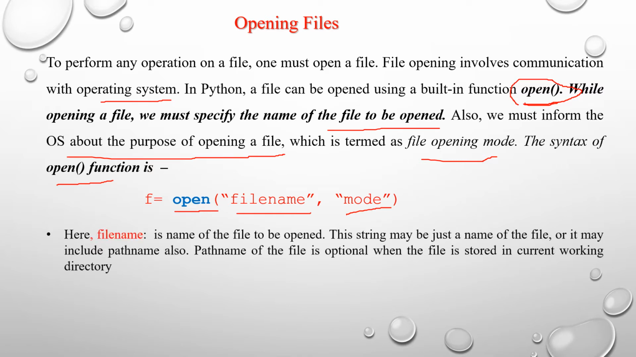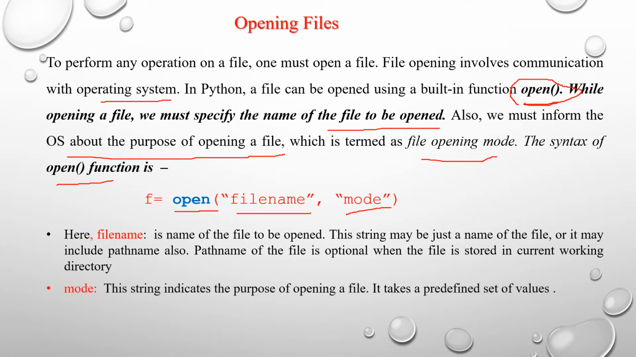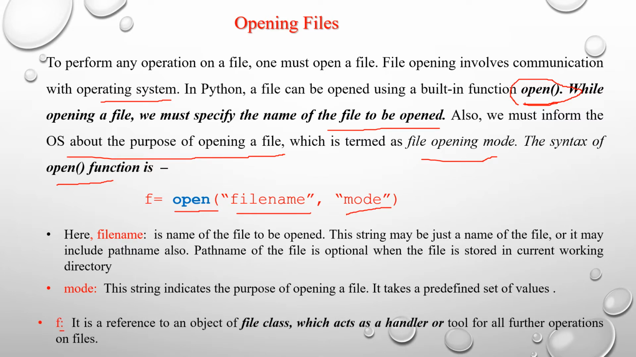Here the file name is the name of the file to be opened. This string may be just the name of the file or it may include the path name also. The path name of the file is optional when the file is stored in the current working directory. Otherwise, we have to specify the path. The mode is a string that indicates the purpose of opening a file. It takes a predefined set of values. F is a reference to an object of the file class, which acts as the handler or tool for further operations on the file.